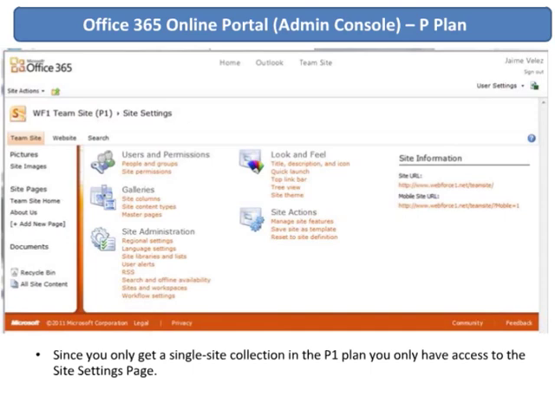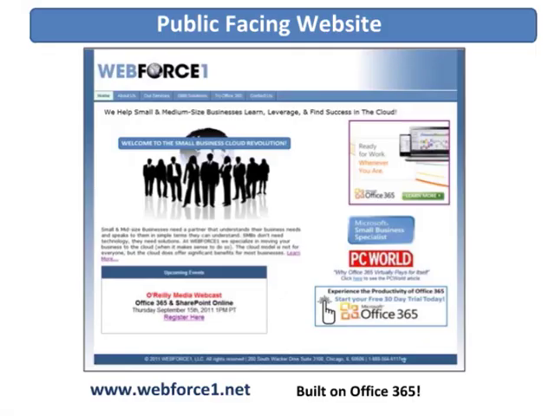Okay, so that's the administrative console for the E plans and the P plan. And what I'd like to do now is demo how you can actually edit your public-facing site. So with SharePoint Online, with all the plans, with the E plans and the P plans, you can actually create your own public-facing site. You're limited to one public-facing site for each plan that you sign up for.